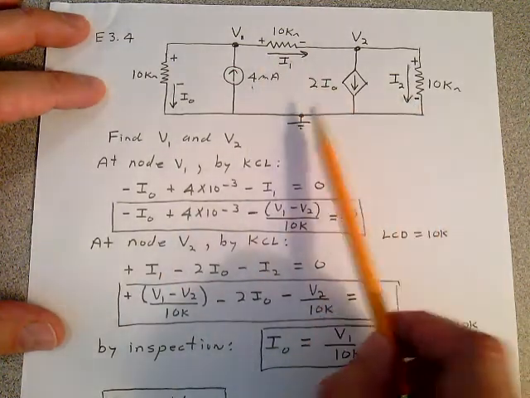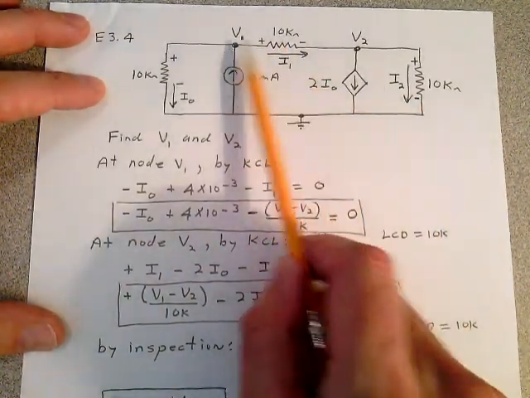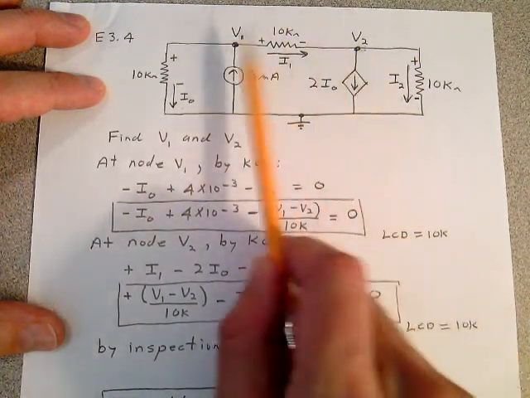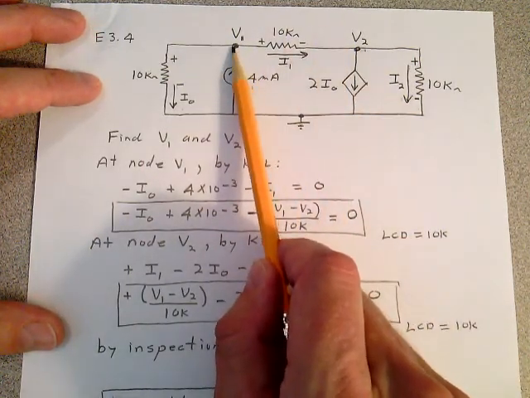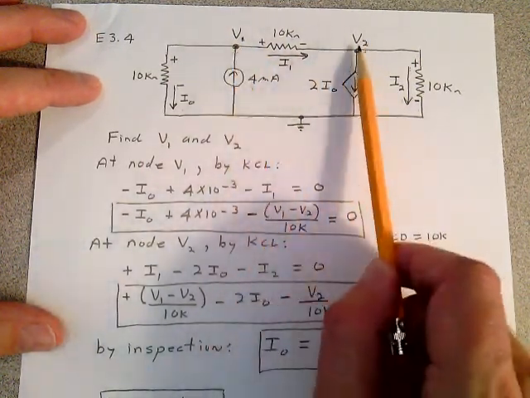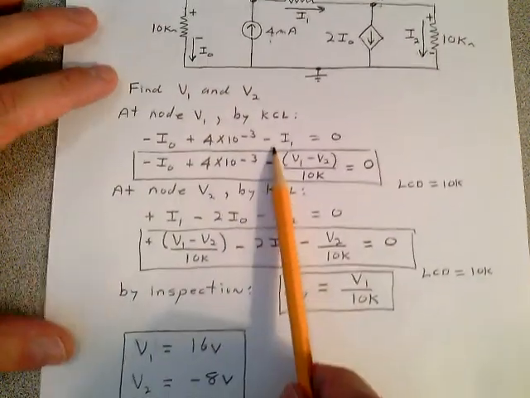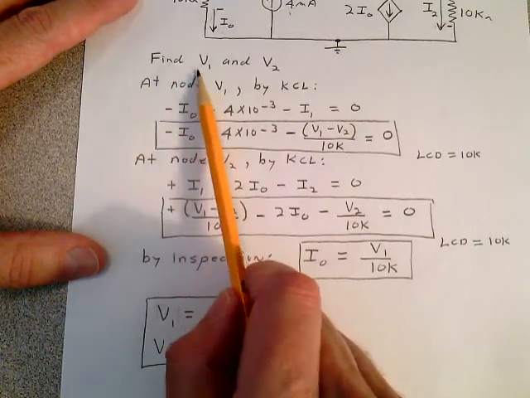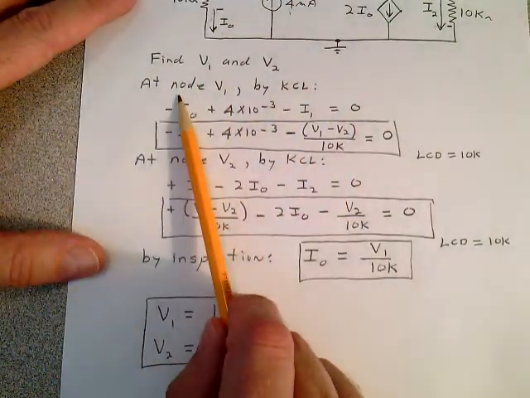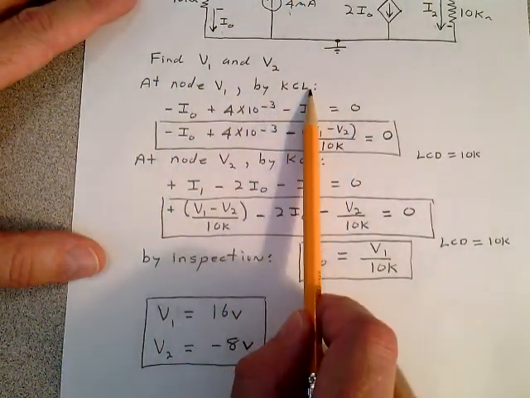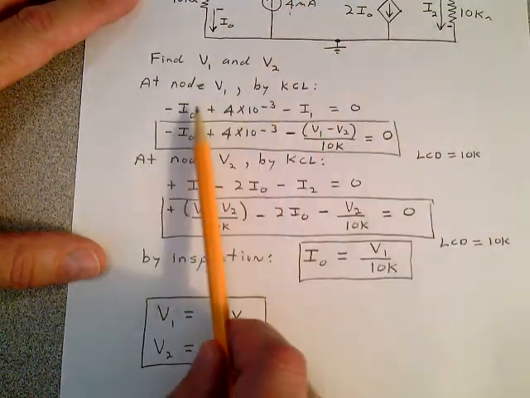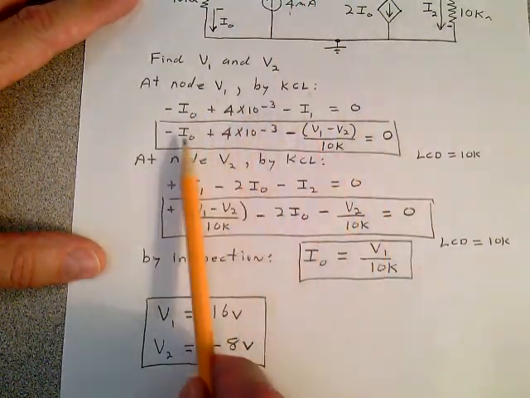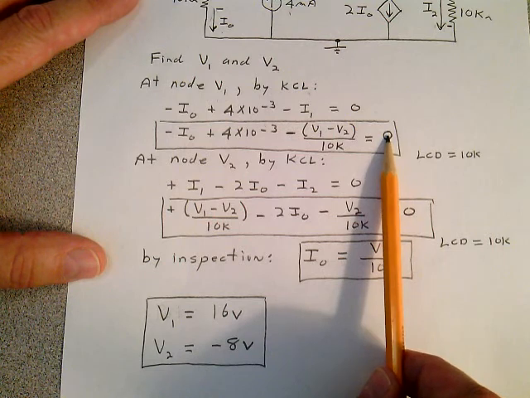And I saw three nodes. One of the nodes is a reference node, so I need two equations here. Okay, so I need an equation called this V1. This is all node V1. Here's node V2. So if you take a look down here, this should be pretty straightforward for you. You want to find V1 and V2 in this problem. Note at node V1 by Kirchhoff's current law. Start up here, write this first equation, then make sure you go to this second equation.